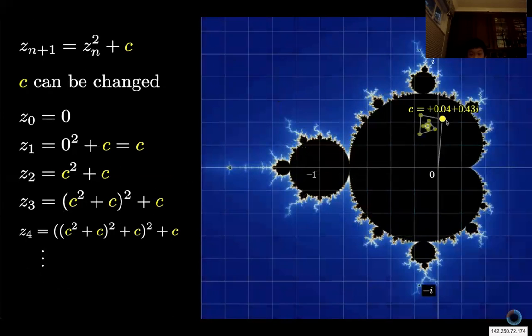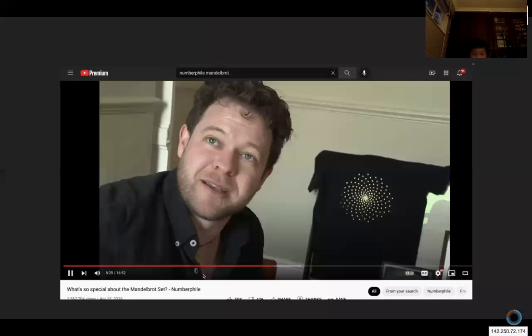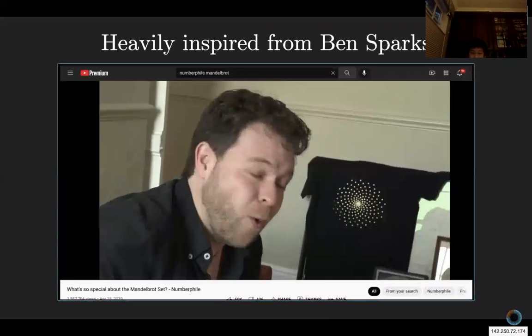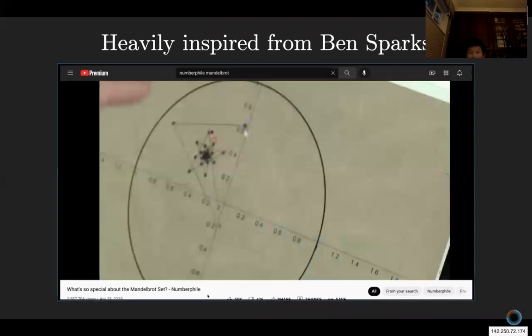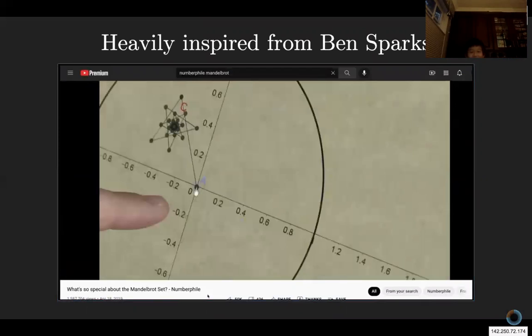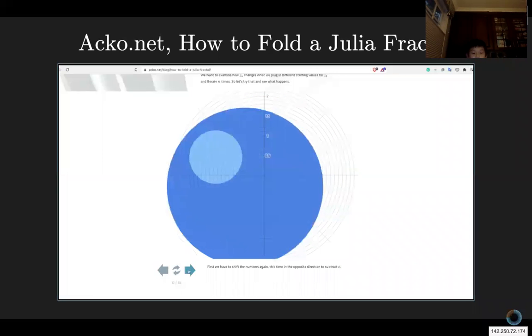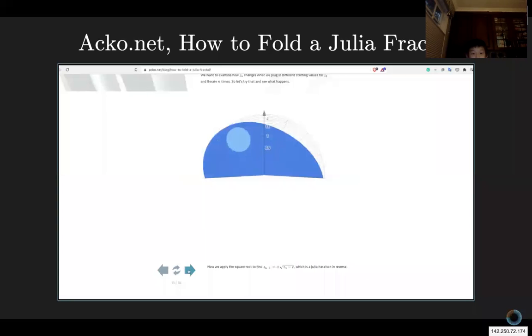Now this interactive dots and stick visualization of the trajectory, by the way, is heavily inspired by Ben Sparks' illustration in the Numberphile video he did about the Mandelbrot set, which is great, you should watch it. I honestly thought it was just too fun not to re-implement here. I would also highly recommend the interactive article on ACO.net about all of this stuff for any of you who haven't had the pleasure of reading that yet.